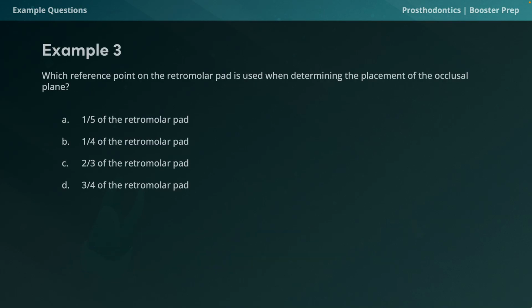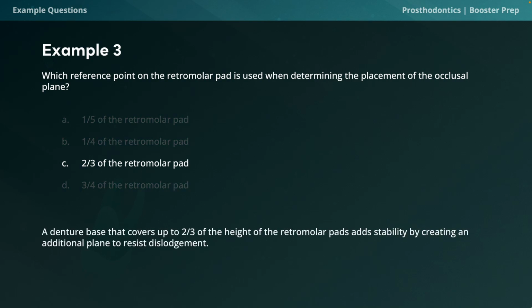Alright, let's move on to example question number 3. Which reference point on the retromolar pad is used when determining the placement of the occlusal plane? Again, pause the video if you need, but the answer is C, 2/3 of the retromolar pad. I think I mentioned this a few times, so if you got it wrong, make sure you go back and watch the video. The retromolar pad is a stable clinical landmark because it's resistant to bone resorption and its position remains constant even after teeth are extracted. So a denture base that covers up to 2/3 of the height of the retromolar pads adds stability by creating an additional plane to resist dislodgement.